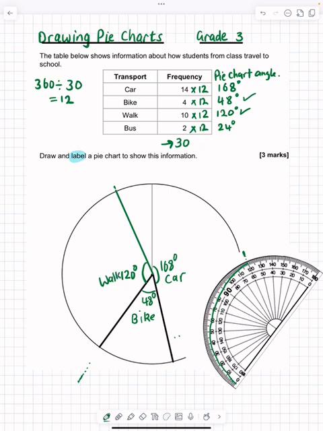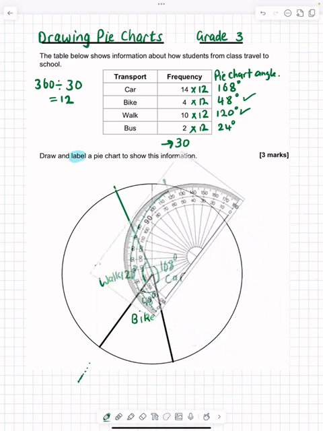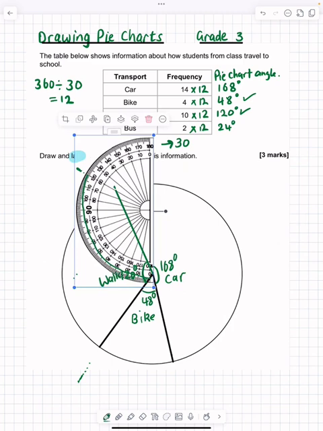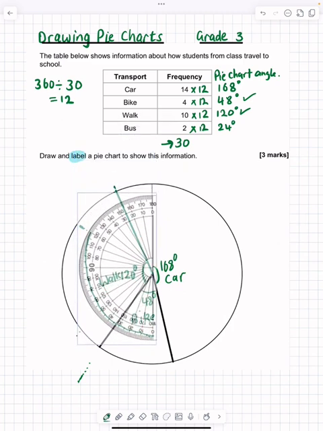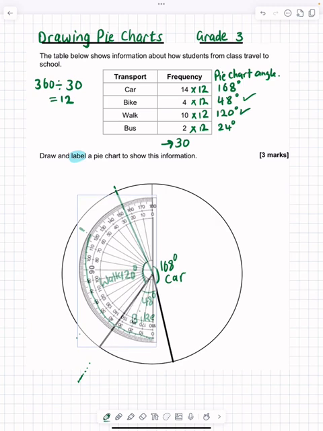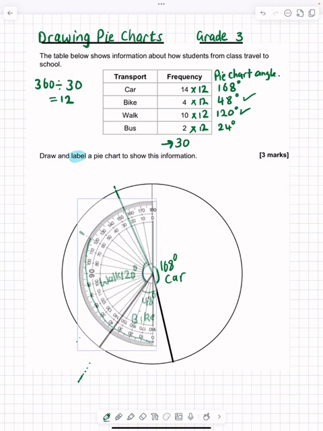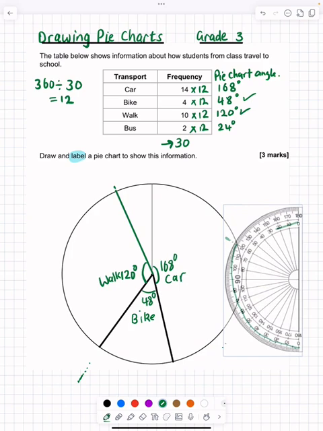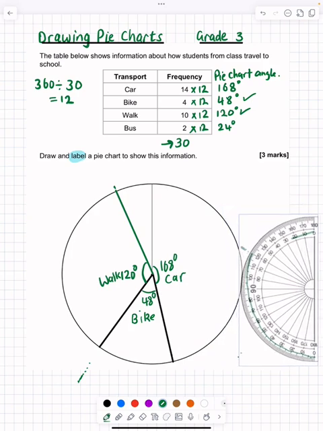Now the last one should be 24 degrees. We don't need to draw anything, but I'm going to measure it to see how accurate we have been. Putting the protractor at the center and lining it up, you can see that from 0 to here it is 24 degrees. So we have been absolutely right, precise to a degree in this question.